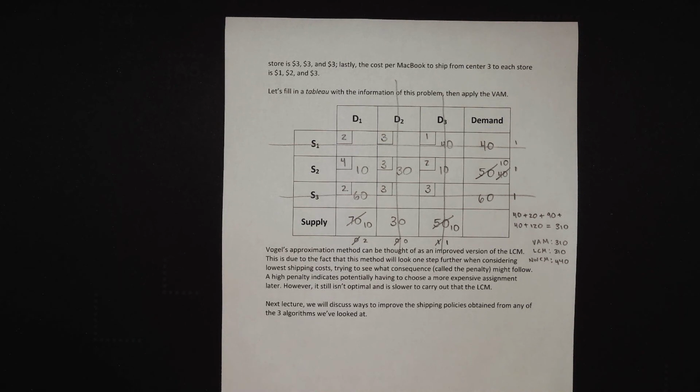All right, so in the next lecture, we'll discuss ways to improve shipping policies that we would obtain from any of these three algorithms that we've looked at: Vogel's approximation method, least cost method, or northwest corner method.